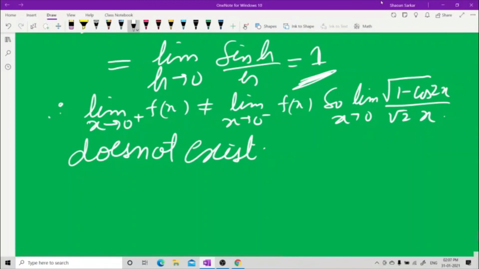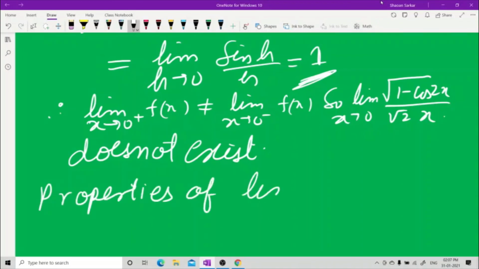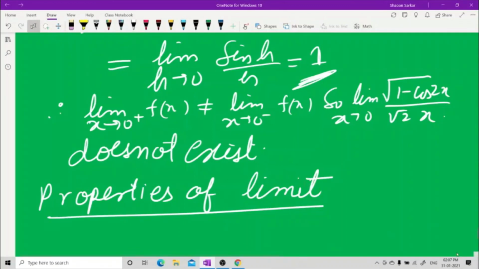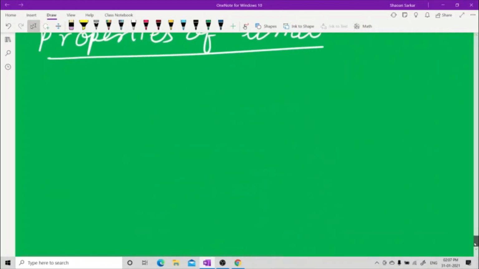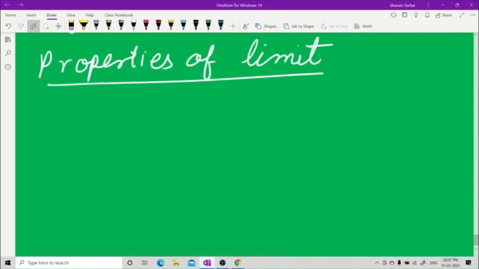Next is the question. Now take evaluate. First, before that, I'll give you the properties of limit. Wait. Now, properties of limit. First is this. Number one property.